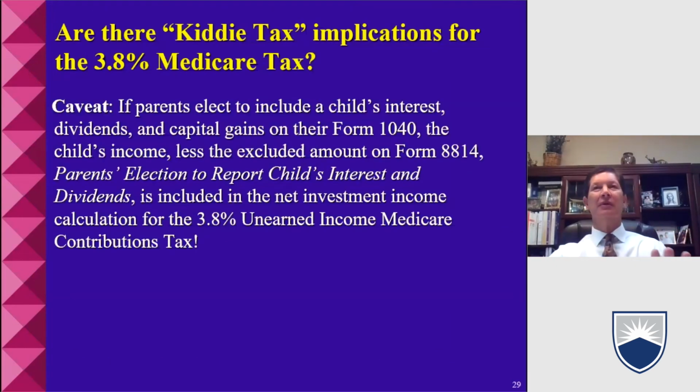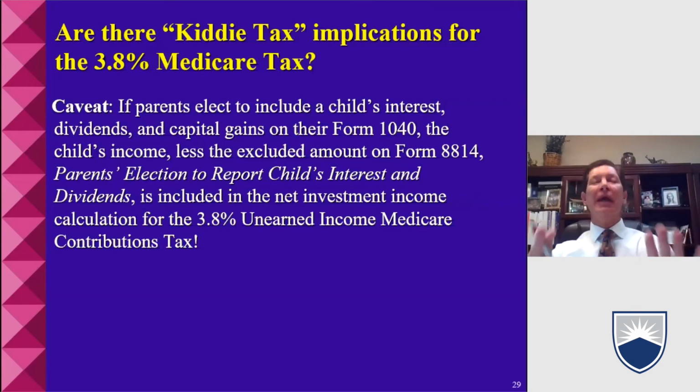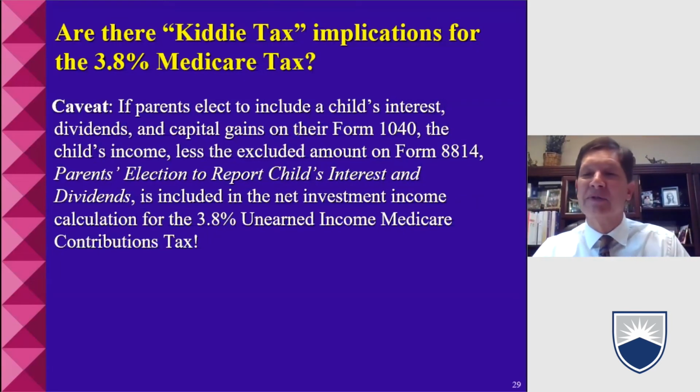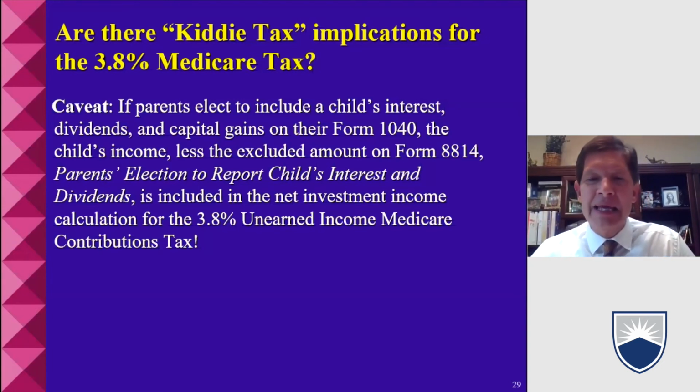Another nuance, what about this 3.8% Medicare tax? And again, we as parents, we always try to do the right thing. If parents elect to include a child's interest, dividends, and capital gains on their Form 1040, the child's income, less the excluded amounts on Form 8814, $2,200, is included in the net investment income calculation for the 3.8% unearned income Medicare contributions tax. Wait a minute.